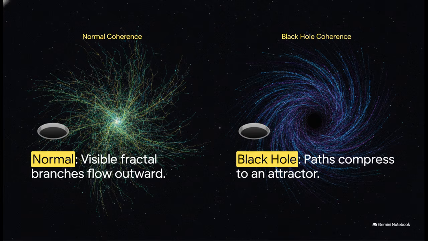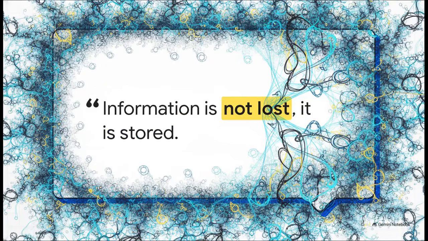But Axiom 11 describes black hole coherence. Here, the vector paths actually invert. They compress inward, pulling violently toward a central mathematical point known as an attractor. Think of it like digital gravity. The network has become so unimaginably dense that it collapses inward on itself, perfectly mimicking the physics of a black hole in outer space. So, the absolutely crucial point here is what actually happens to the data inside that collapse.